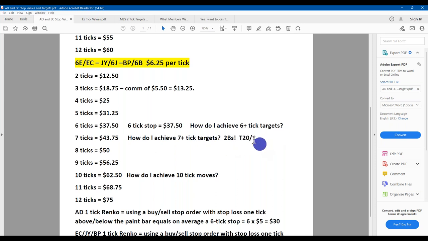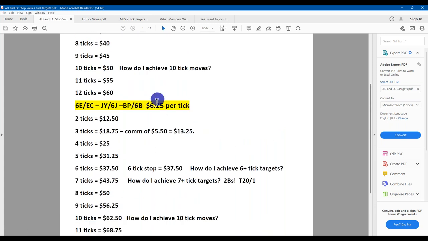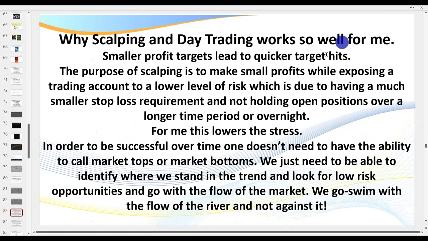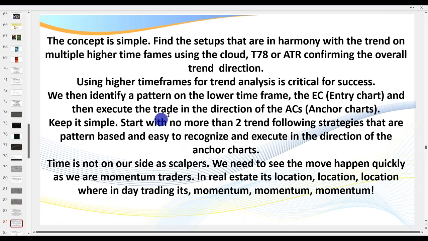The 2Bs and the T20-1s, which I won't go into today, but the 2Bs. How do you then achieve 10 tick moves, the larger moves? You only need 3 or 4 of those a day and you're doing brilliantly. The deeper pullbacks, and hopefully I'll be able to show you those as well. So we might have to come back to those in a moment. I want to get through a couple of these. Look, I'm even going to skip over this one.